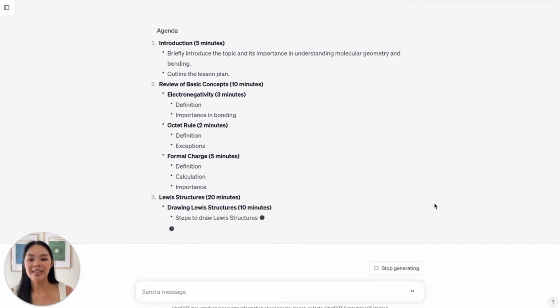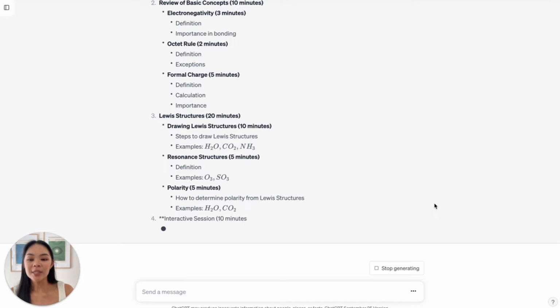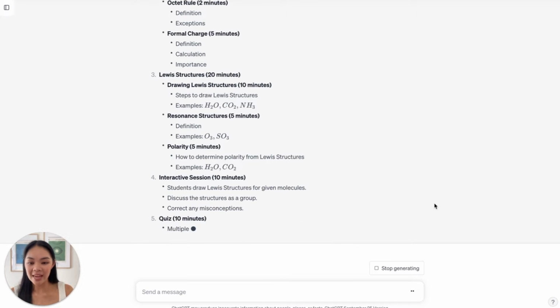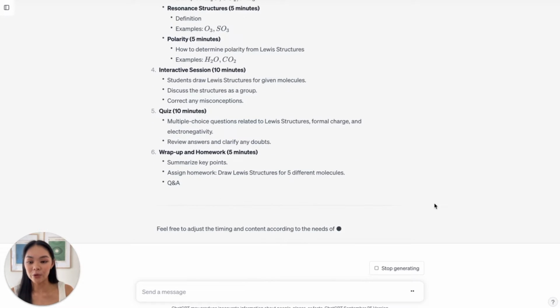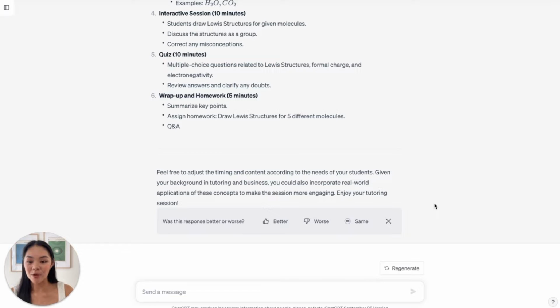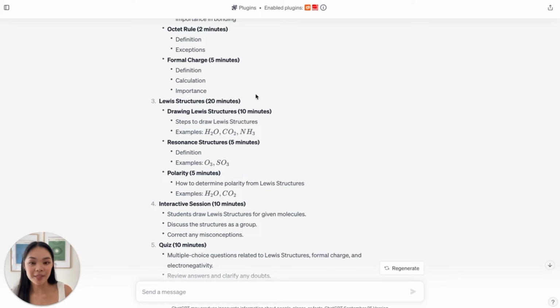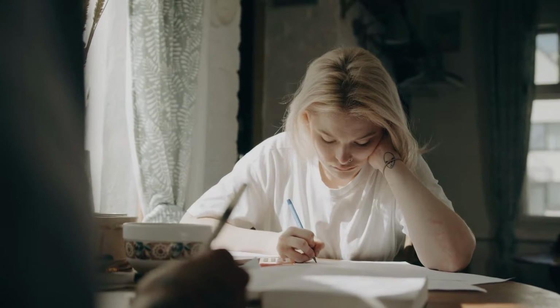Notice how ChatGPT is breaking down the hour into a series of stages in the session. The more detail and prompting you give ChatGPT, the more helpful and specific the lesson plan it will make for you. Obviously, this is just an example that the AI software will give you. You don't absolutely have to stick to it in the way that it's suggested. It is just a suggestion, so it's up to you ultimately. If you think that you need an extra 5 minutes for Lewis structures, then go ahead and spend an extra 5 minutes for Lewis structures.